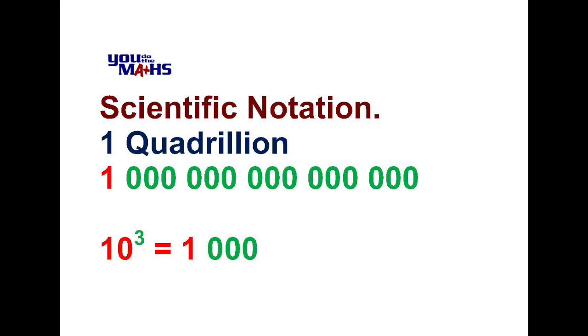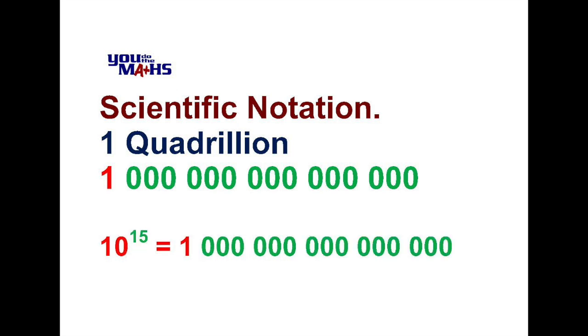So going back to our original number, which is 1 quadrillion, we can notice that we've got a 1 followed by 15 zeros. That means that it can be represented by 10 to the power 15. Now, of course, not all numbers have a 1 at the start followed by lots of zeros. So how do we represent other large numbers?